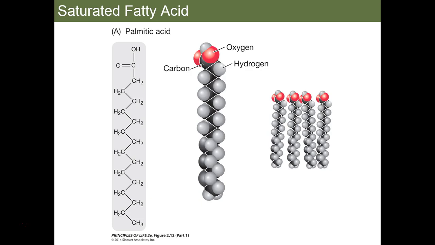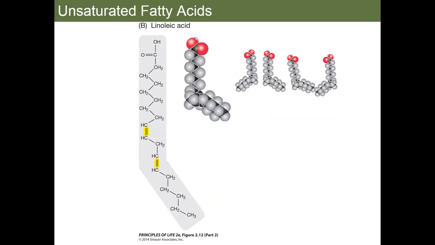Here is another picture of a saturated fatty acid. Notice the structure on the left. All carbon atoms have single bonds with other carbon atoms. They have the largest number of hydrogens possible, making them saturated. Here's a diagram of an unsaturated fatty acid. It has two carbons with double bonds, which you can see highlighted with the yellow.